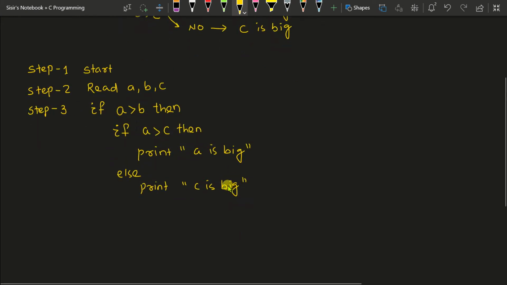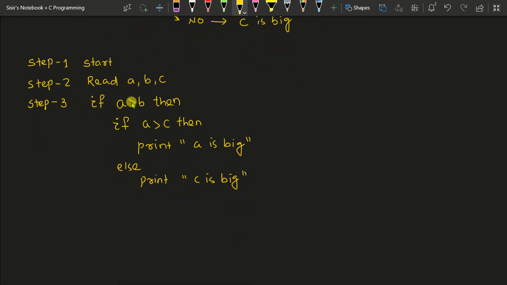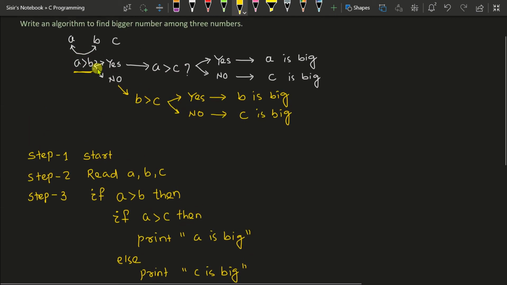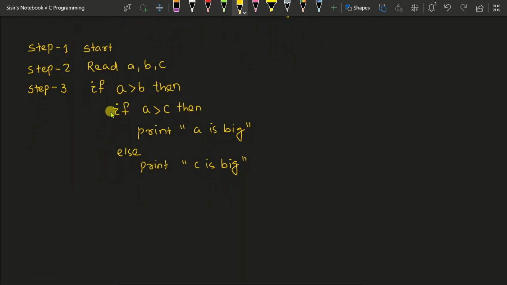Okay. Now this condition is over. So this part is over. A greater than B, yes part is over. Now if A is not greater than B, what will happen? That means no part I have to check. So this if starts at here and ends at here.